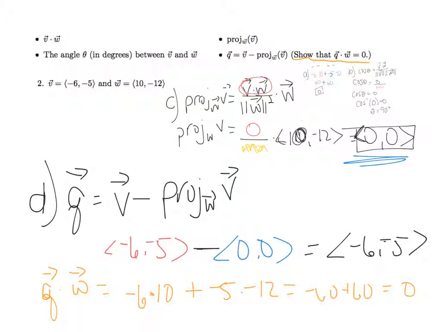Now I think in number 4, it'll work out so it's a different vector for that part. So I'll show you again. It's just a real quick dot product.